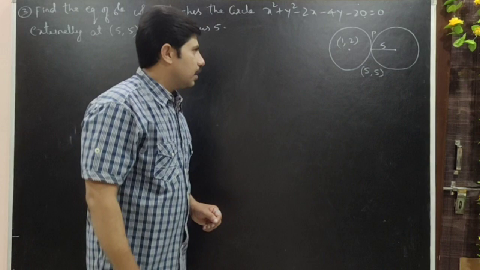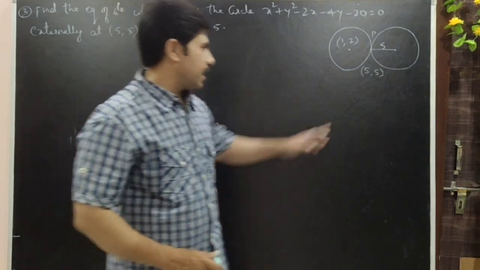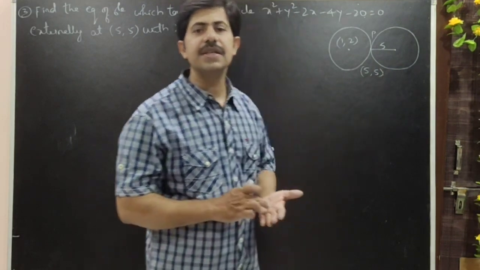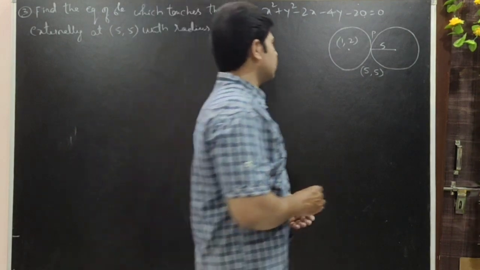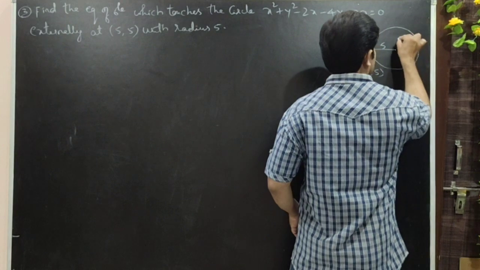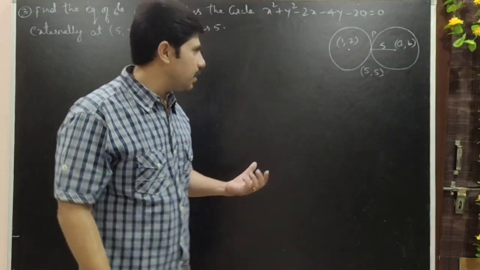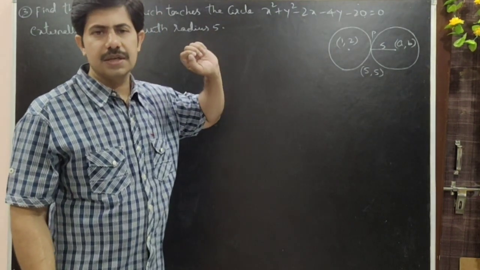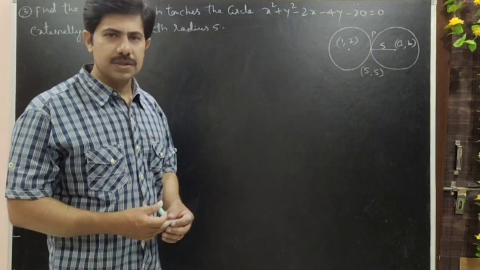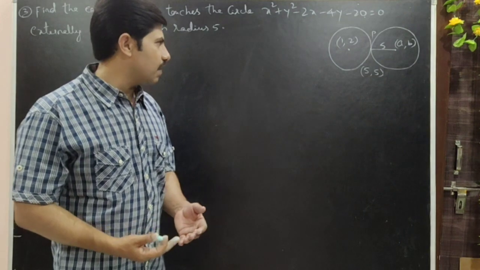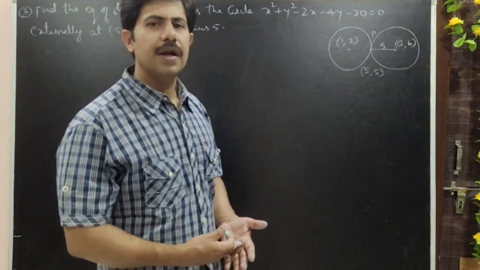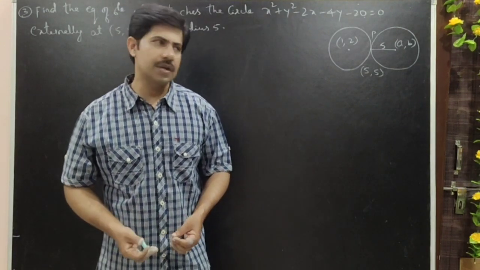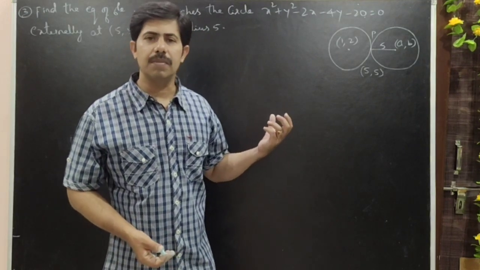Now, we have to find out the equation of the second circle. To find the equation of this second circle, we need the center. So, that center I'll assume as a comma b. After getting a comma b, we can find the equation of the second circle using x minus a whole square plus y minus b whole square is equal to r square. Because if the center is a comma b and the radius is r, the equation of the circle is x minus a whole square plus y minus b whole square is equal to r square. So first we have to find a comma b, the center of the second circle.